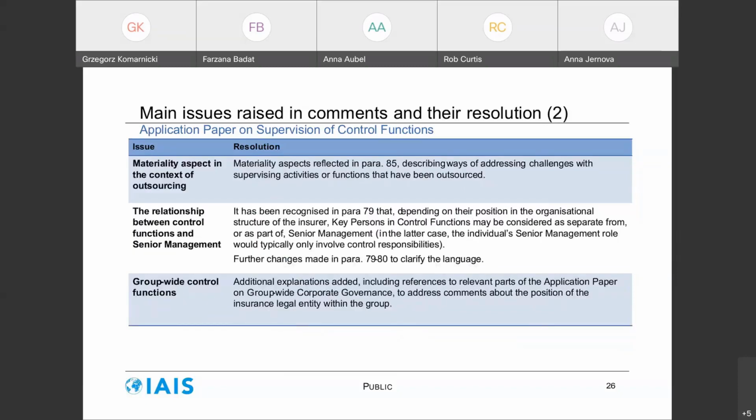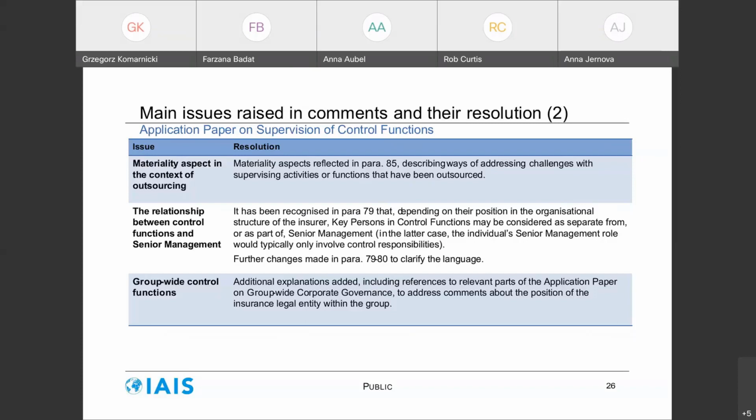Moving on to the second slide of the main issues raised. Based on the comments received, we reflected materiality aspects in the context of outsourcing. As a consequence, the paper refers to material activities and functions in this context. In the context of combining responsibilities of control functions and senior management, a number of commentators stated that in certain corporate governance structures, key persons in control functions may be considered as part of senior management. So we have reflected that in subsection 6.3, highlighting at the same time that in such a situation, the senior management role would typically involve only control responsibilities.